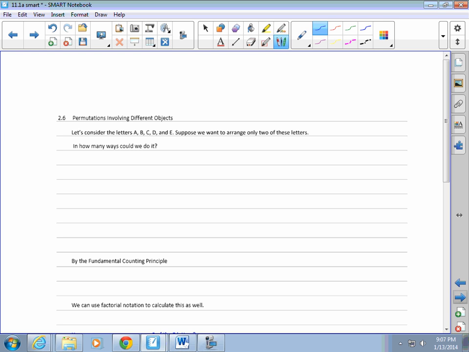Okay, the next one says, let's consider the letters A, B, C, D, E. Suppose we want to arrange only 2 of these letters. How many ways could we do it? So if we draw this out, for our first choice, we would have A, B, C, D, or E. So our second choice then, if I chose A as my first choice, then I could have AB, or I could have AC, AD or AE.